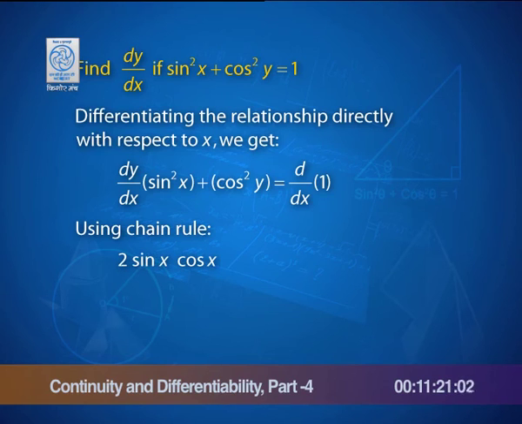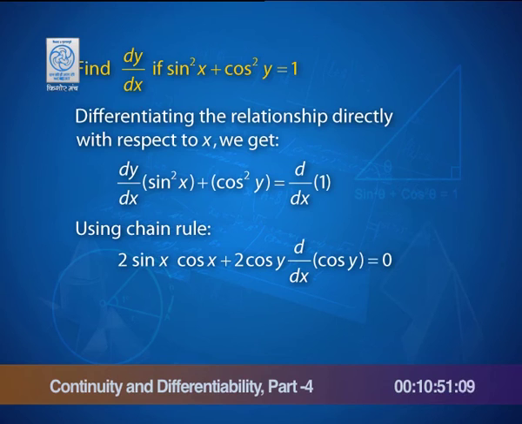Again, it is a composition. Outermost function is the square function, then the cosine function, and then another function, that is y, which is a function of x. Therefore, applying the chain rule, I get the derivative as 2 cos y into the derivative of cos y, and the right hand side of course is 0, because the derivative of a constant is always 0.